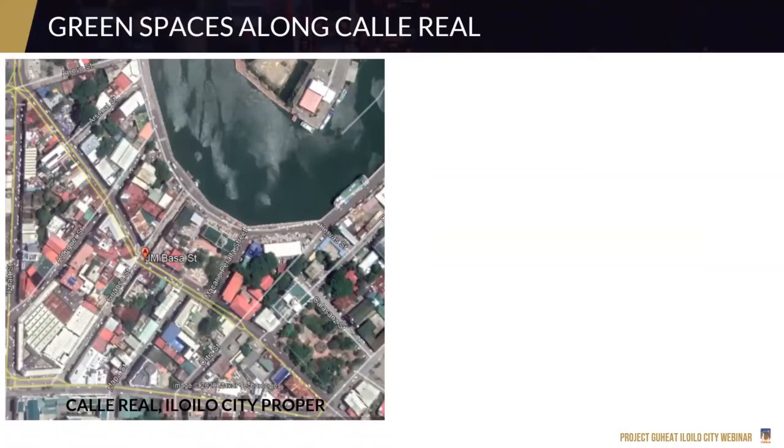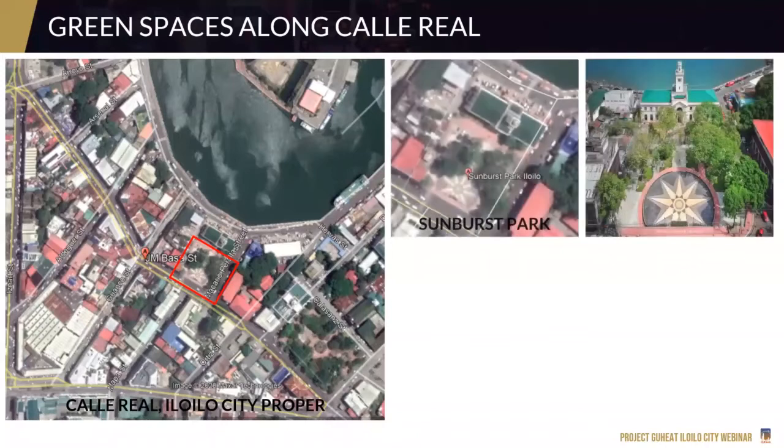So, na-mention ni Sir kanina yung ilan sa mga green spaces sa Iloilo City. So, sa CALLE Real, we have identified yung 2. First is yung Sunburst Park. And second is sa Plaza Libertad.